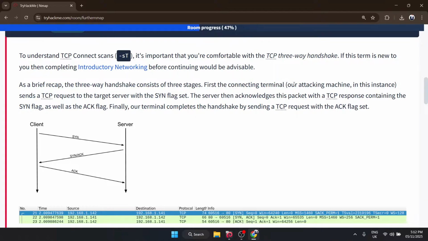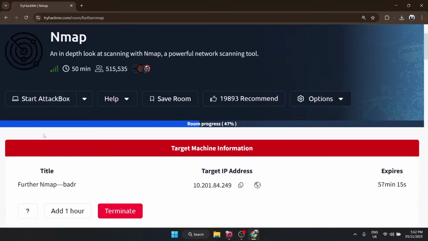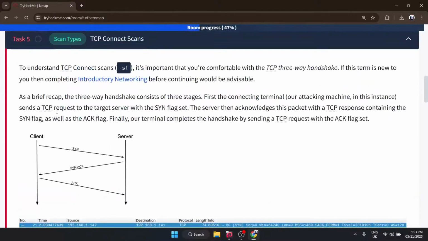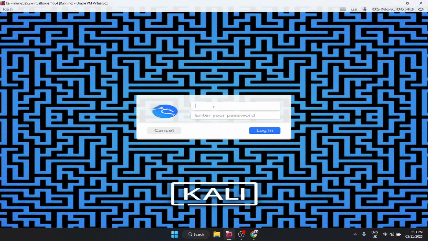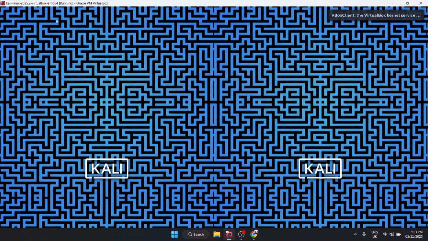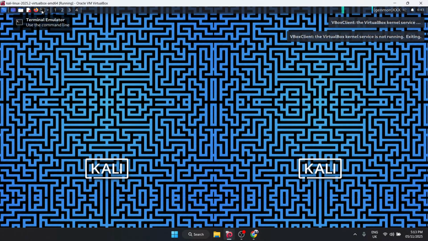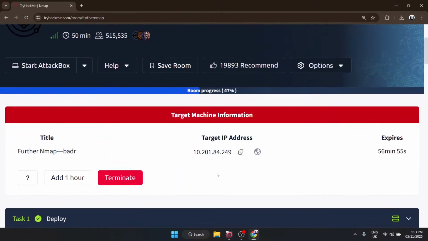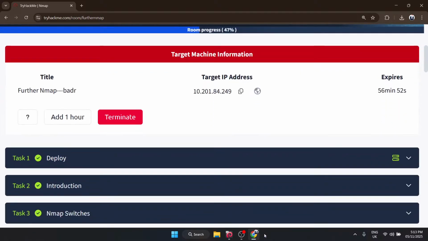First, the connecting terminal, our attacking machine, is this instance for now. It will send a TCP request. What is our attacking machine? Either you will start your attack box, or you will connect with the OpenVPN using your own Kali Linux. If I'm going to use my own Kali Linux, then this will be my attacking machine. And what is the target machine? This is your target IP.